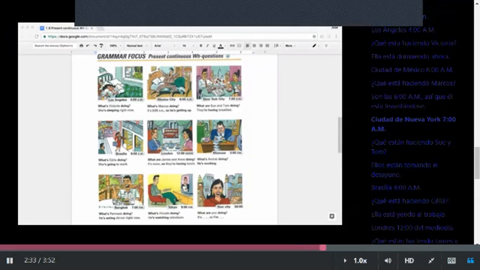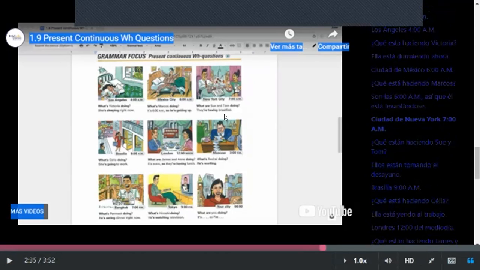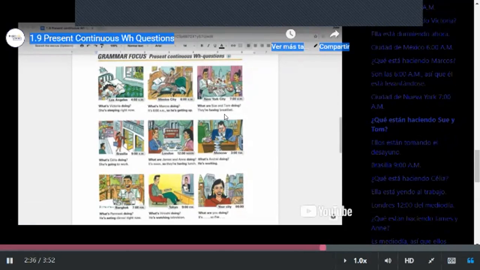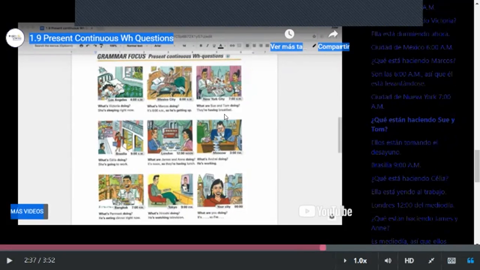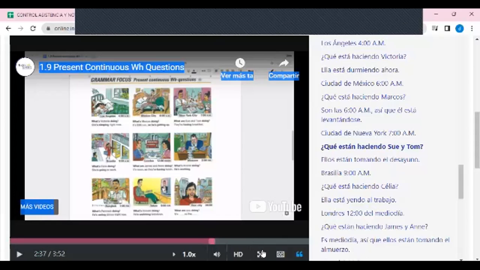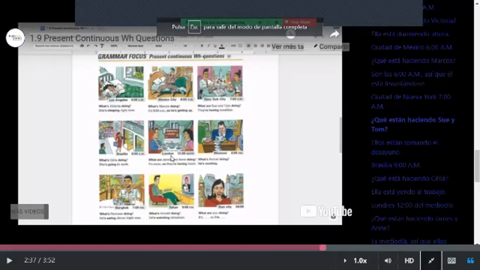New York City, 7 a.m. What are Sue and Tom doing? Esa es en plural. What are, ya no es what is. What are Sam and Tom doing? Como es plural, vamos a decir they are. They are, en este caso, having breakfast. Ellos están tomando su desayuno. That's right. Okay, next. We have Brasilia. Check it out. They're having breakfast.